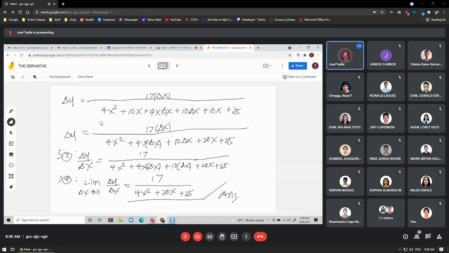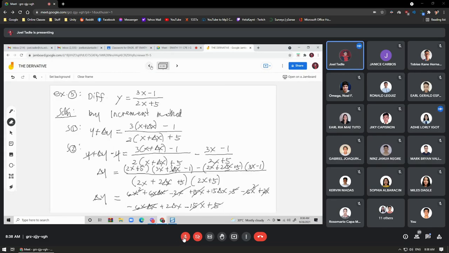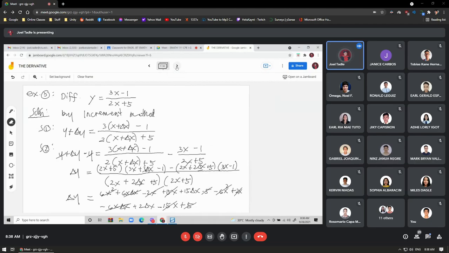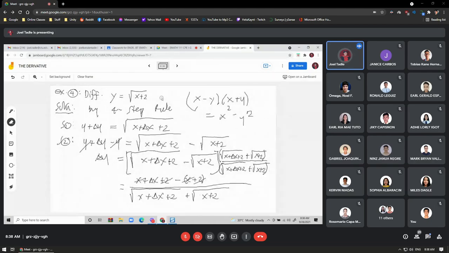So, any question guys for this example? So, none, sir. It's getting longer, no? Because the expressions are getting more complicated. Even more so this example number 4, no? Because there is a radical symbol. So, in number 4, there is a radical: square root of x plus 2. So, we will do the same thing. We just follow the 4 steps.